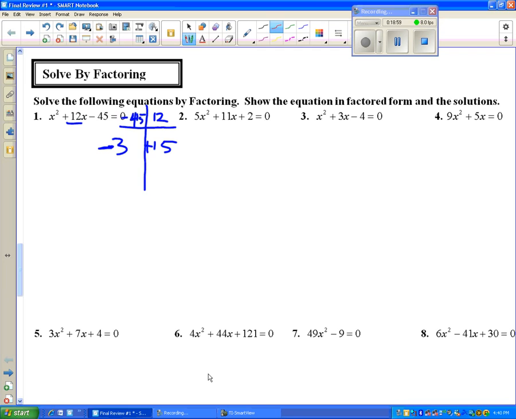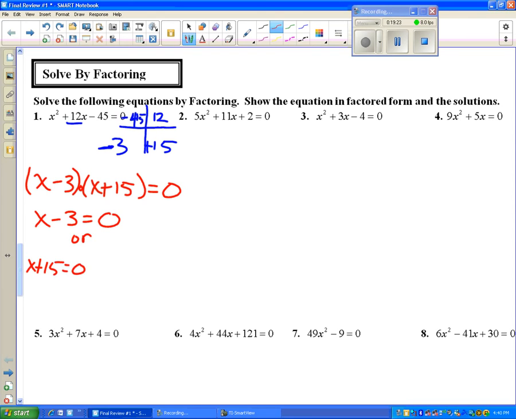So I'm going to factor these now. When I factor these, I'm going to get x minus 3 times x plus 15, and this is equal to 0. At this point, I have two factors equal to 0, so I can say x minus 3 is equal to 0, or x plus 15 is equal to 0.